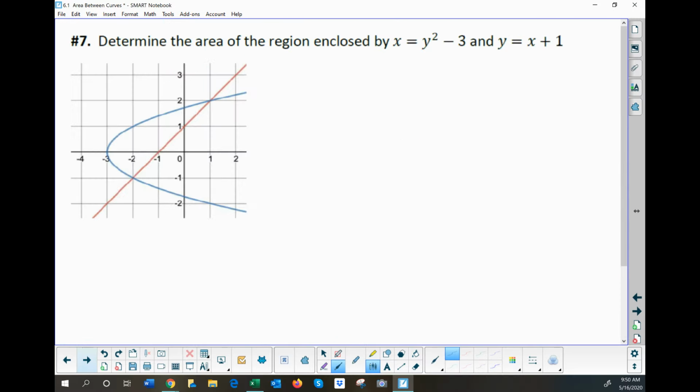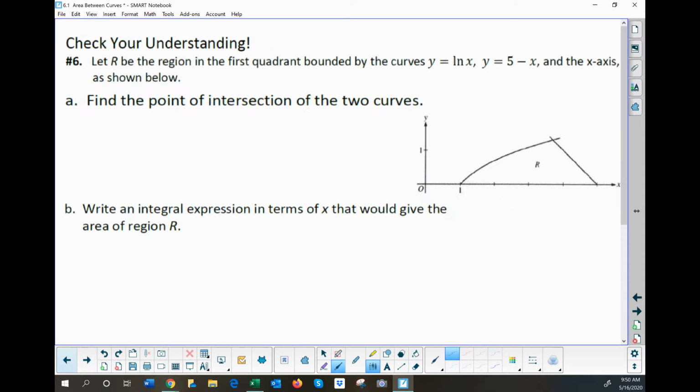Let's look at this problem. Determine the area of the region. I think I skipped number 6. I think I double clicked. Okay. Let R be the region in the first quadrant bounded by the curves y equals natural log x, y equals 5 minus x, and the x-axis as shown. Find the points of intersection of the two curves.